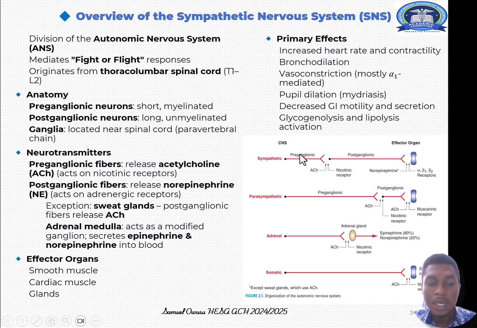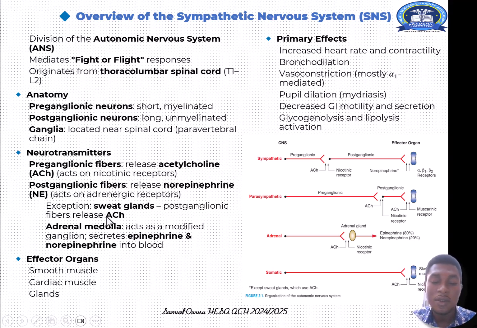Okay, between the preganglionic and then the postganglionic, we have acetylcholine, but then we have the postganglionic to the effector organ. What is released in the case of the sympathetic nervous system is norepinephrine, also known as noradrenaline. Okay, now, like I said, the preganglionic fibers release acetylcholine, and that would in turn act on nicotinic receptors. But then the postganglionic fibers release norepinephrine, and those act on adrenergic receptors. The adrenergic receptors could be alpha and beta receptors.